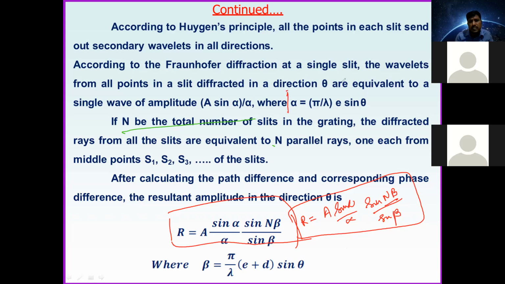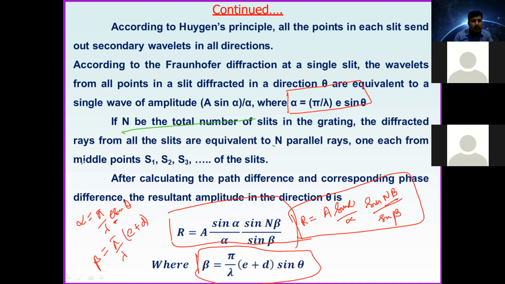This is also important. What is the value of alpha? What is the value of beta? These two are important. Keep in mind what alpha and beta are. Just a simple change, because here e is the slit width. Here you have e plus d. Because there are 2 slits, beta: with one slit you have e, with 2 slits this becomes d. So e plus d, so (e plus d) sin theta.